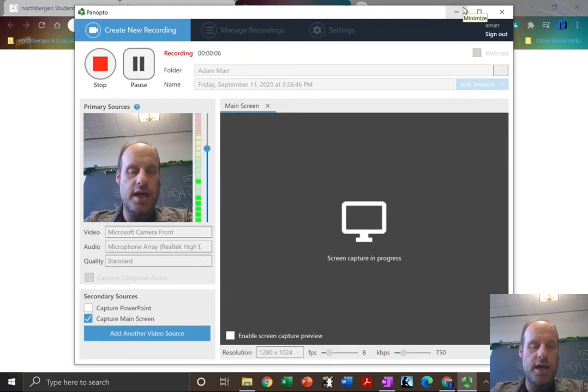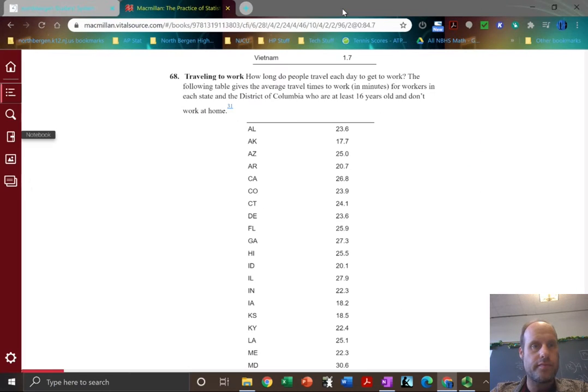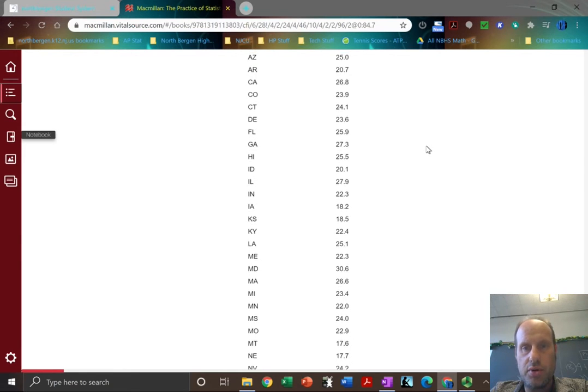Just wanted to give more context about the histogram, just to clear everything up. Let's see here. Let's go to another problem number. This is number 68 in your book. I know this was not given, but I just wanted to show it as an example.